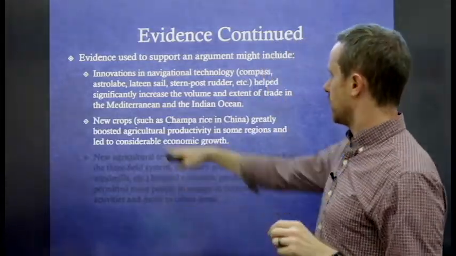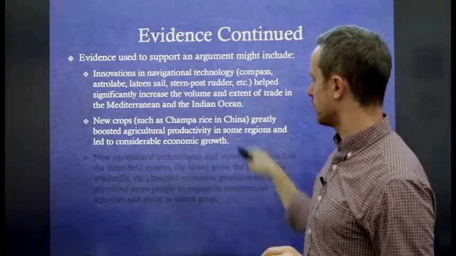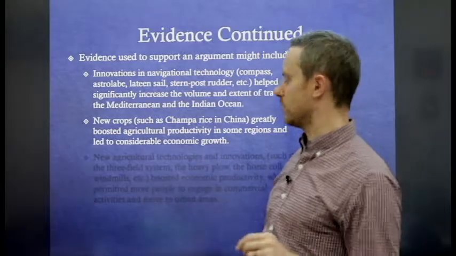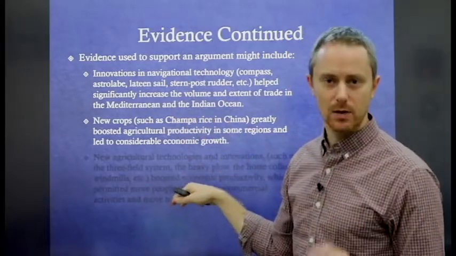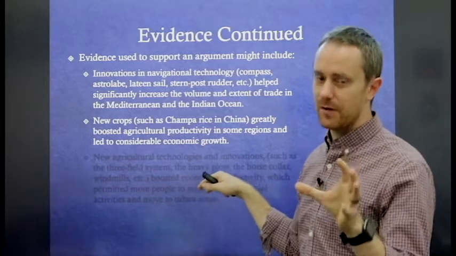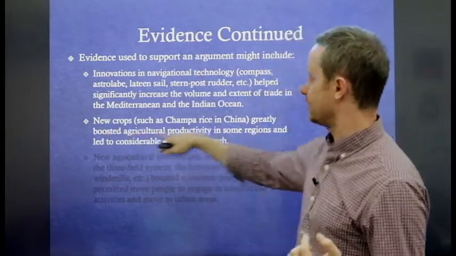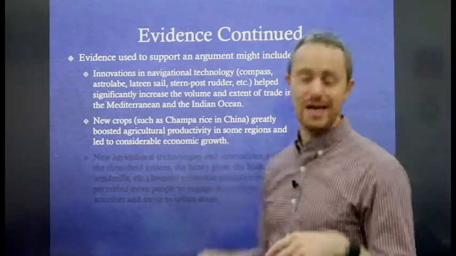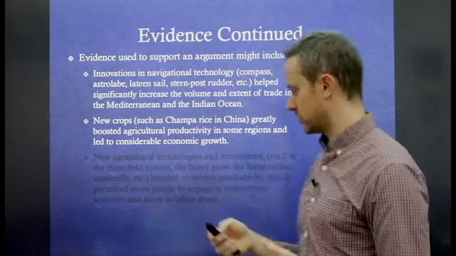Here's what the effects of that evidence were. Okay, another one, new crops such as champa rice in China greatly boosted agricultural productivity in some regions and led to considerable economic growth. Again, evidence is champa rice in China. Okay, now that's not enough. That's evidence point 1, but by explaining what it did, it boosted agricultural productivity, that's where I get it to support my thesis. Okay, that's where I get evidence point number 2.